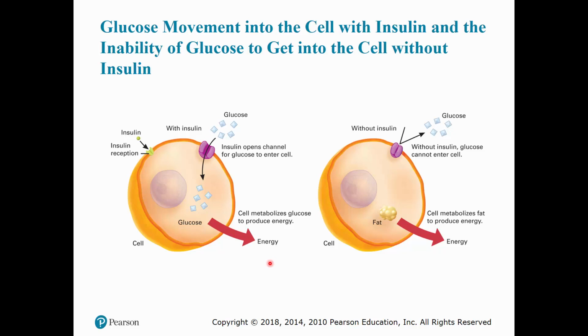If insulin is not available, glucose moves into the cell at a rate approximately 10 times slower, thus causing glucose to build up within the bloodstream.